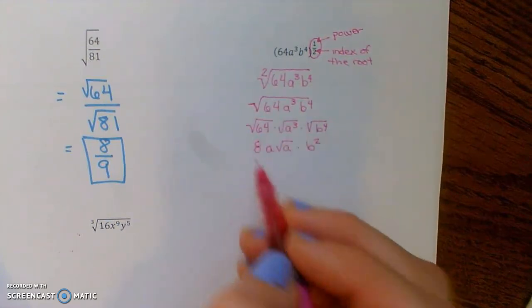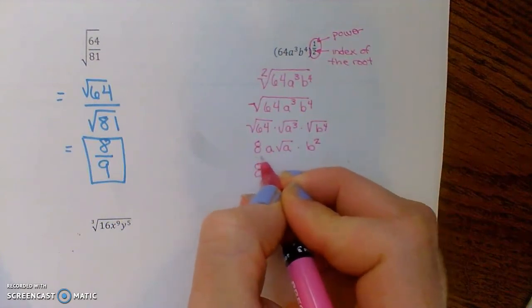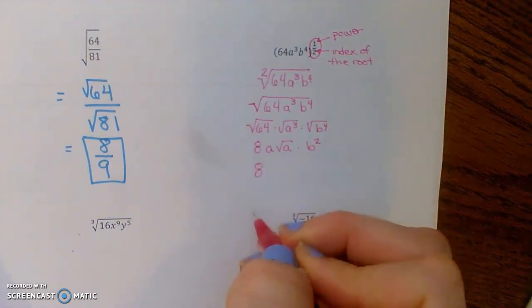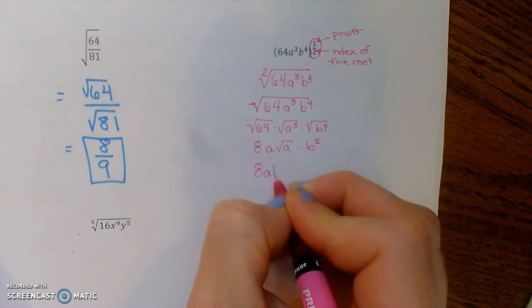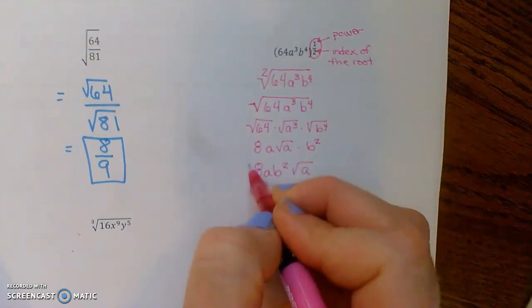All right, now that you have all of those together, you can just group things so that they're together. The factors on the outside of the radical get grouped together. So I'll get 8ab squared, and the only thing left underneath the radical is an a.